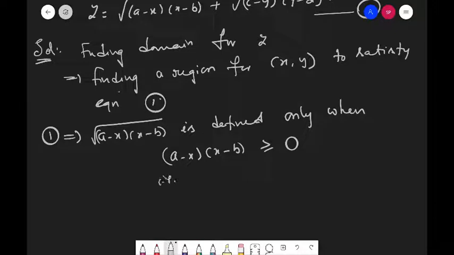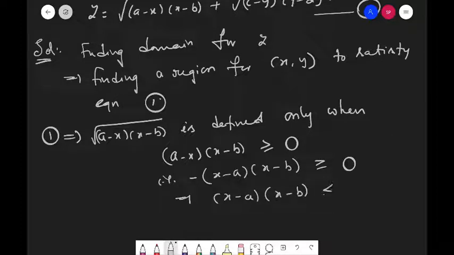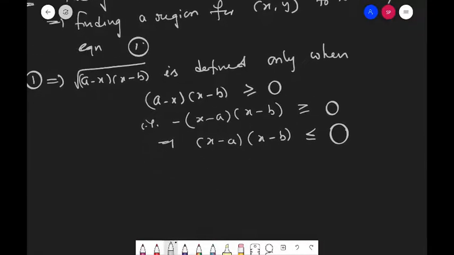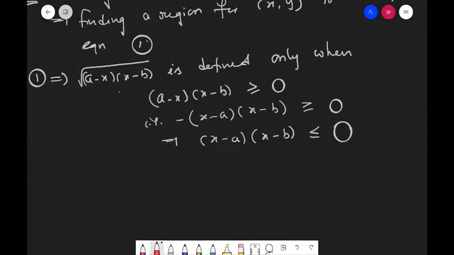That is, if I take minus common, minus of x minus a into x minus b greater than or equal to 0, which implies x minus a into x minus b is less than or equal to 0. And if you have remembered, in quadratic equations you have learned that when x minus a into x minus b is less than or equal to 0, then x lies between a and b. This we learned in intermediate.